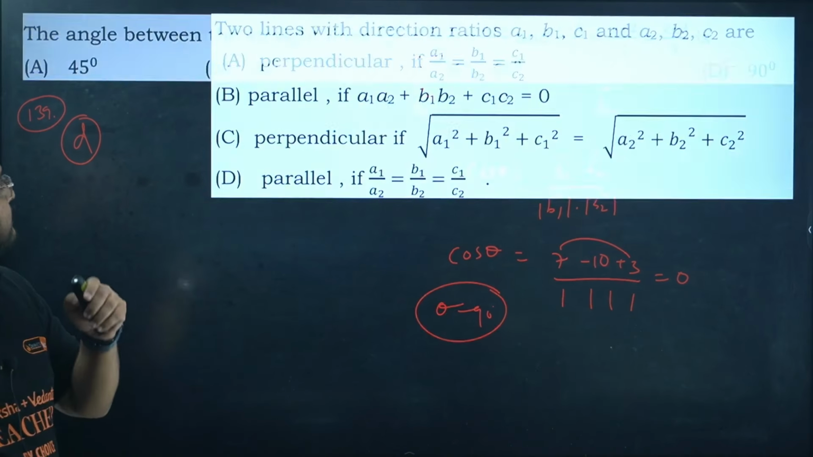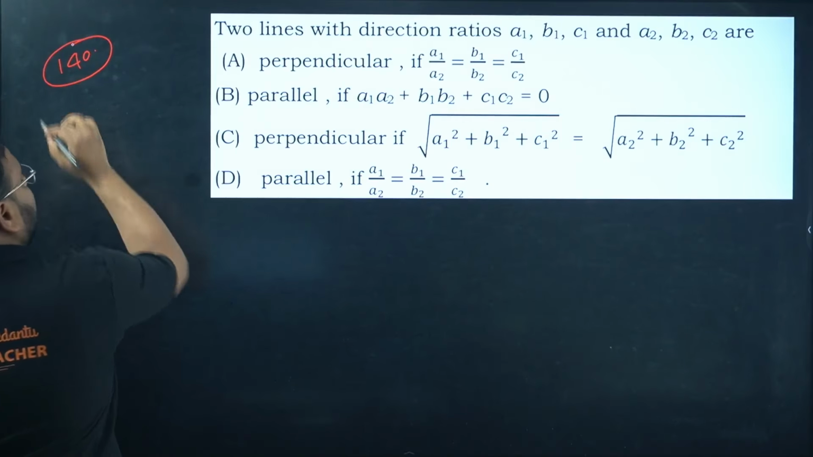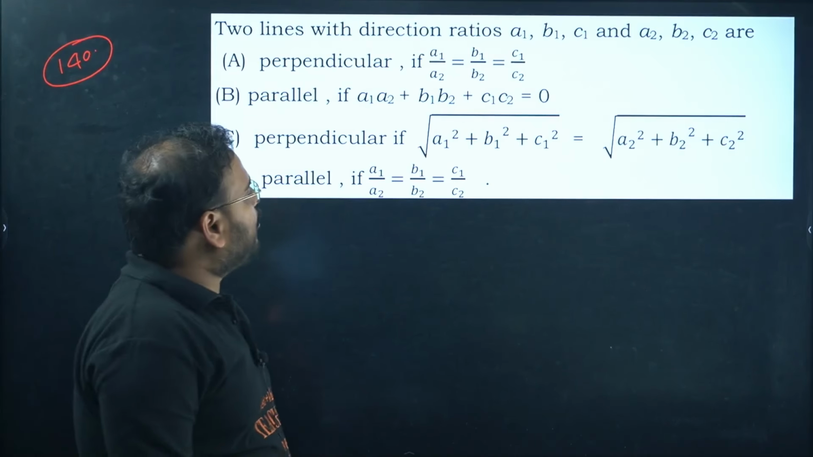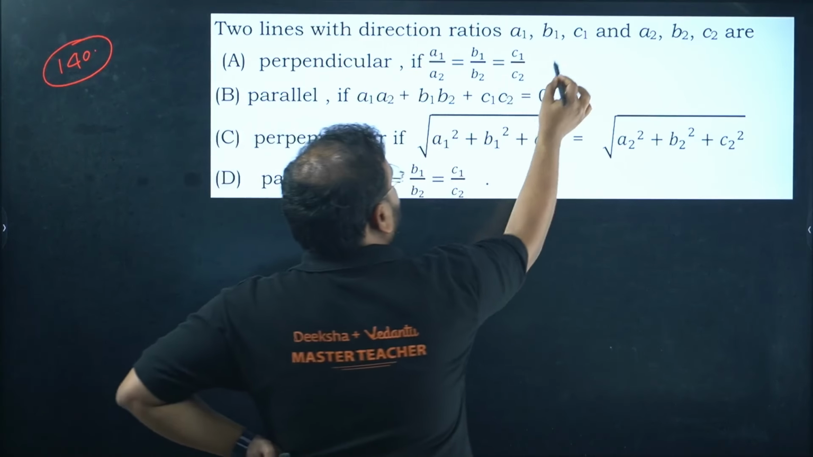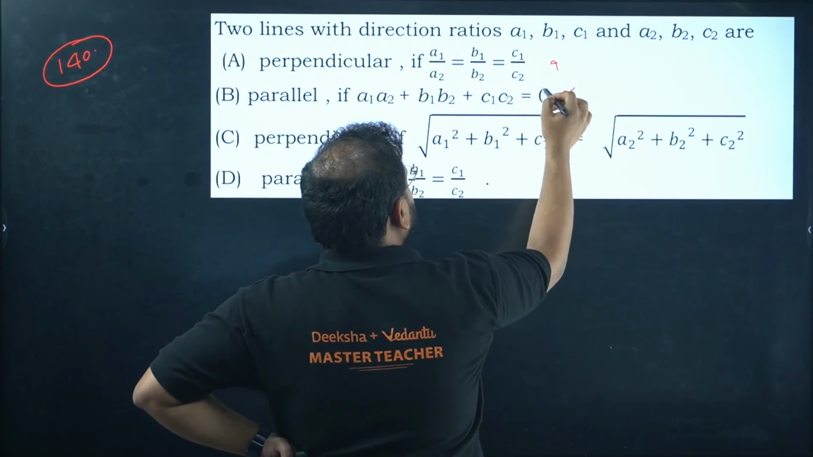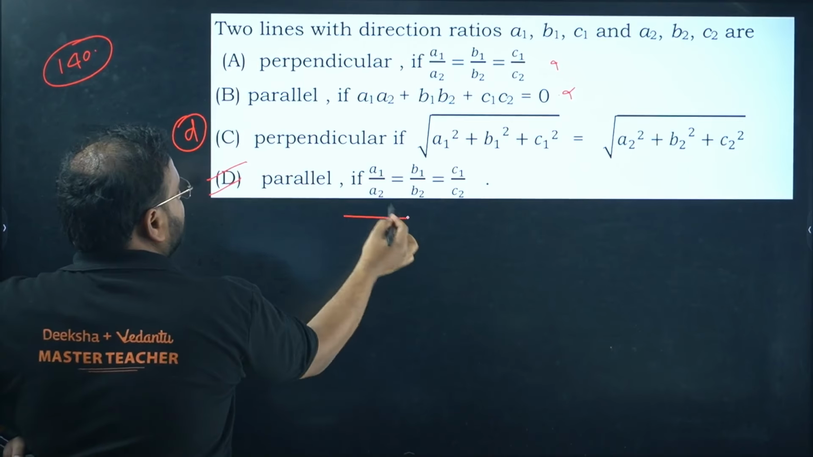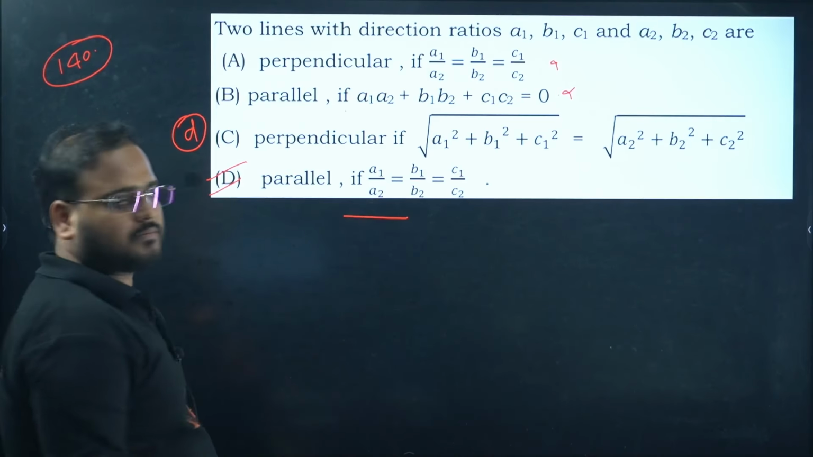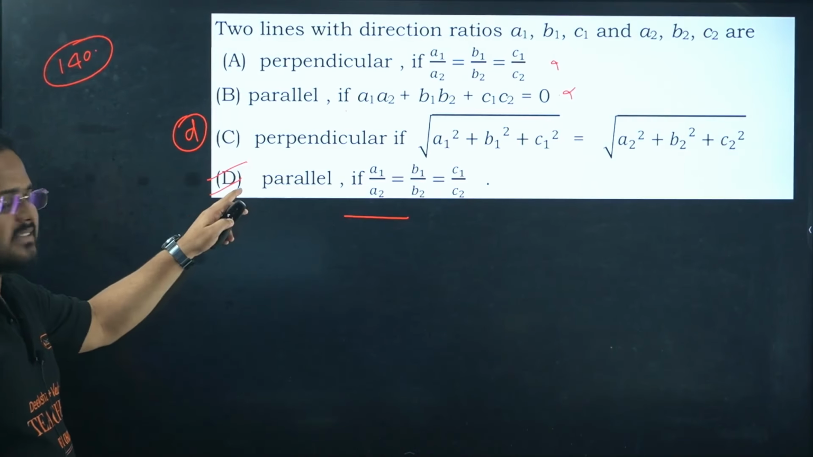Check. Next, 140. Two lines with direction ratios A1, B1, C1. No, this is wrong. For perpendicular, we have this result. This is also wrong. For parallel, this is the answer, option D. For parallel, it is true. For perpendicular, this is true. But they have mentioned it the other way around. Okay, so option D is right. It's a formula you should know.